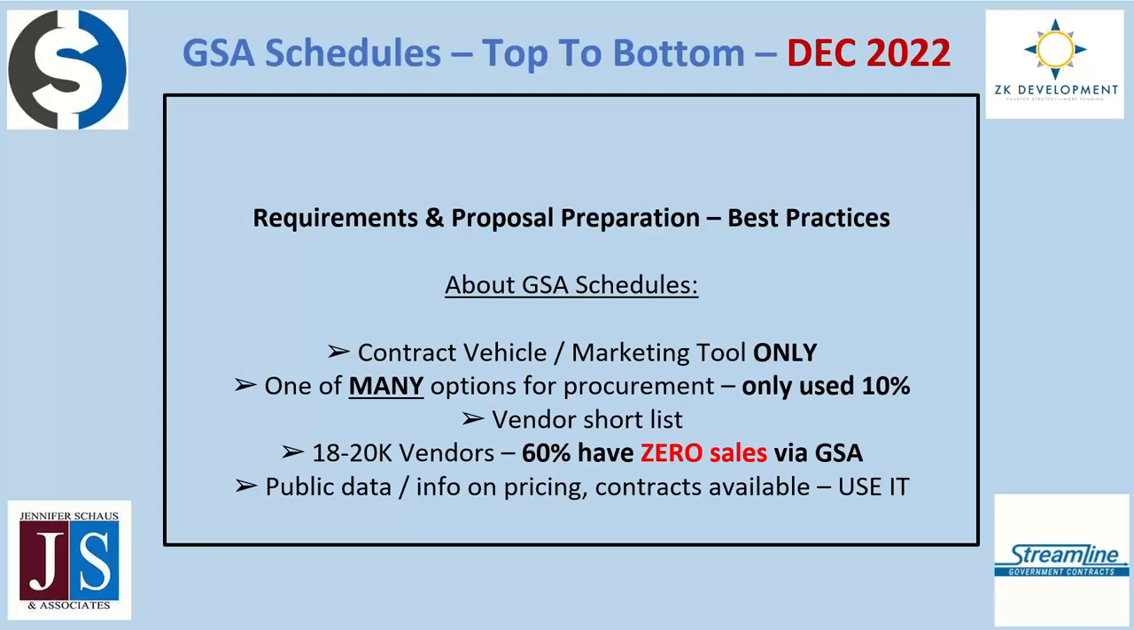You've got about 18 to 20,000 companies that actually have a schedule. More than half have zero sales through their schedule. So what does that mean? It means that either somebody sold them something that they did not need or want, meaning a GSA consulting firm or consultant, or they thought that they needed a schedule, or they thought that they should get a schedule and then tried to market it without really understanding the terms, conditions, or potential repercussions.